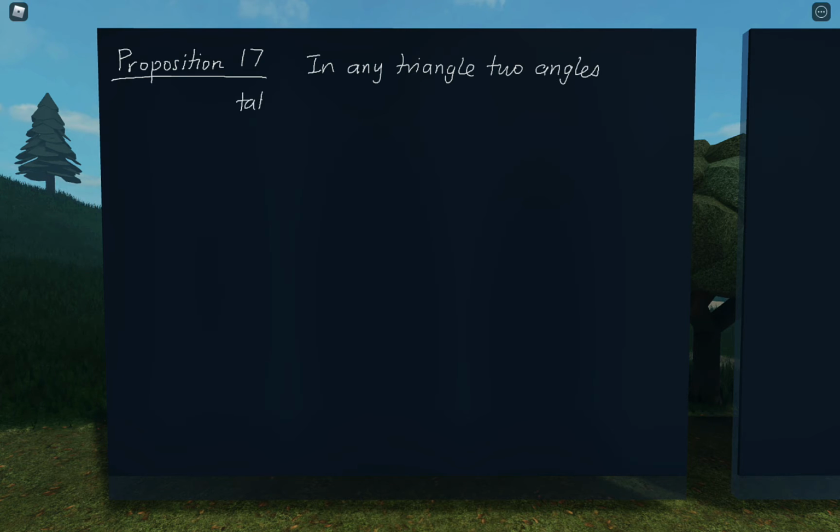Okay, so welcome. We'll start with proposition 17. Proposition 17 says, in any triangle, two angles taken together in any manner, just meaning any two angles, are less than two right angles.